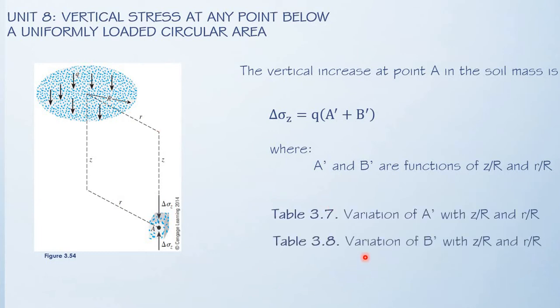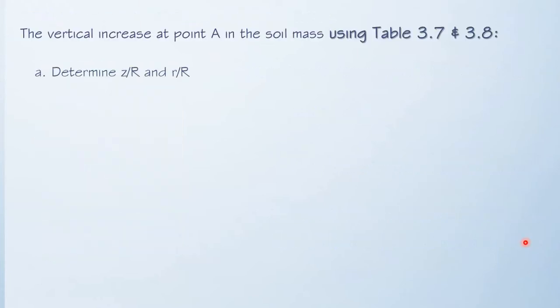We will be using two tables in this topic. One is table 3.7, which is the variation of A prime. In short, for the value of A prime, we will be using table 3.7. And for the value of B prime, we will be using 3.8. So be sure that you will not be confused on which table you are going to use. And also with the value of small r and capital R, take note so that you will not be confused. Let's go over the procedure.